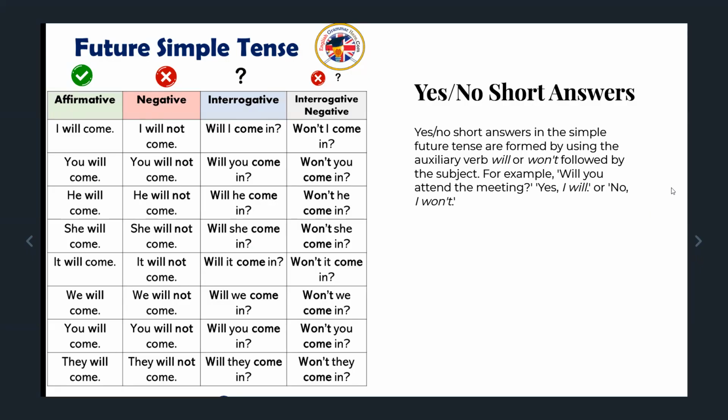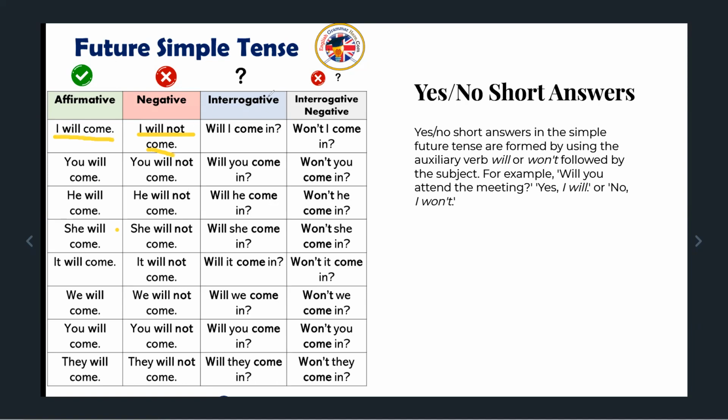First of all, I want you to focus on the interrogative form. Here, the first question says, will I come in? That is the question. Someone is asking you if you're going to enter some place. So what will you answer to this? If you want to say that you are going to go there, you're going to say, yes, I will come. But if you want to say that you do not want to come in, you're going to say simply, I will not come. As we see, it's as simple as that.